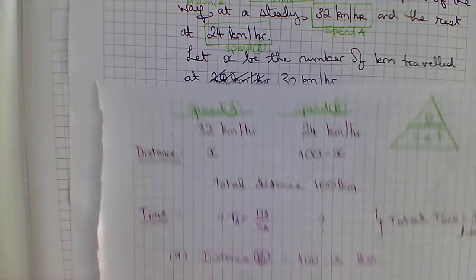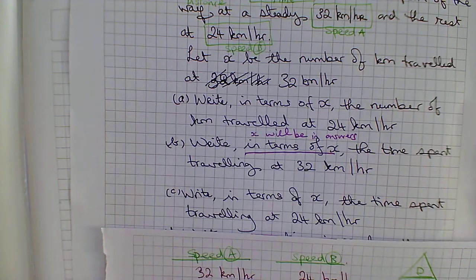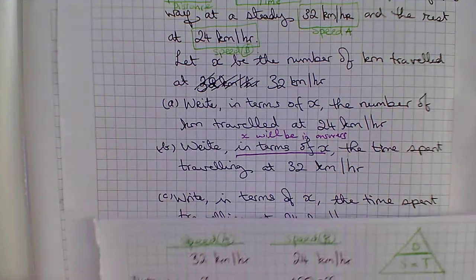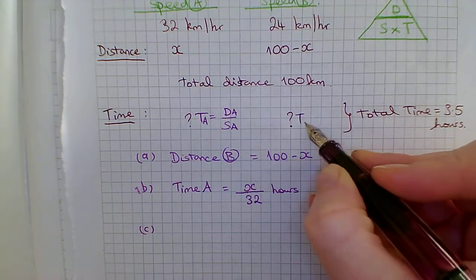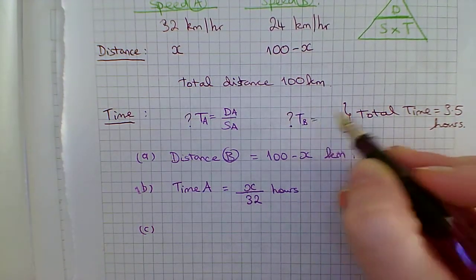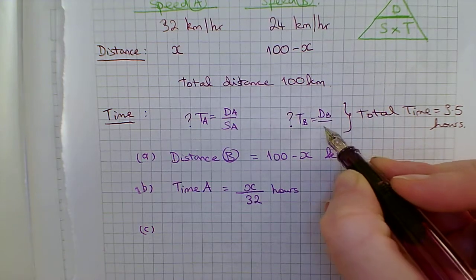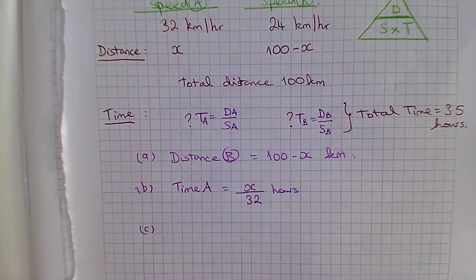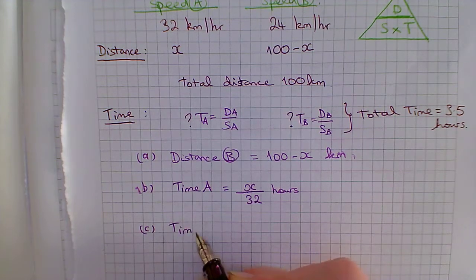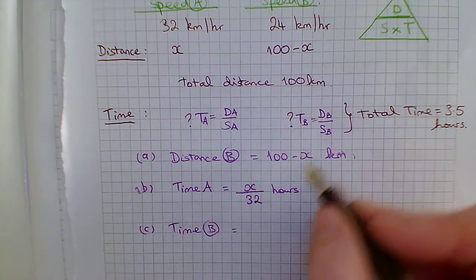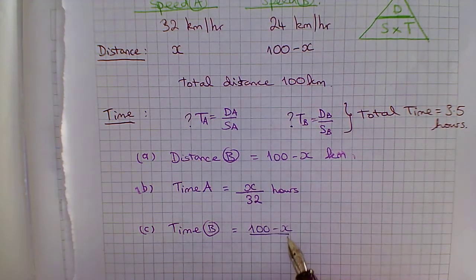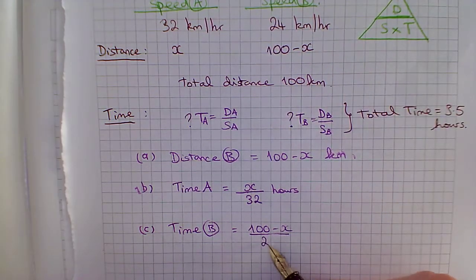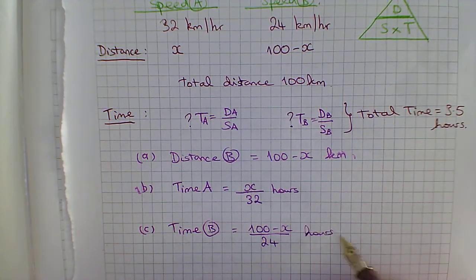Part C. Write in terms of x the time spent travelling at 24 kilometers per hour. So again, I'm going to use the same fact here. The time for section B of the journey is the distance for section B divided by the speed for section B. So time B is going to be distance B, which we already calculated as 100 minus x, divided by speed B, which is 24. And those are hours as well.